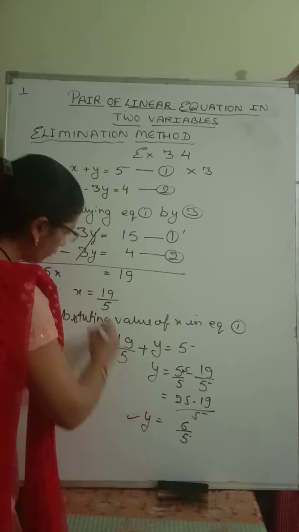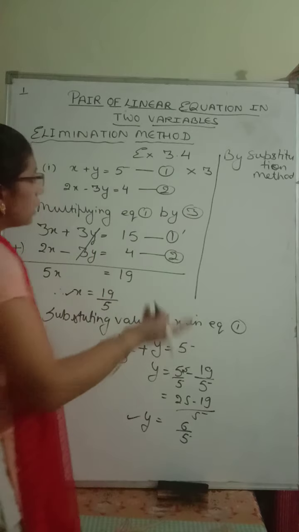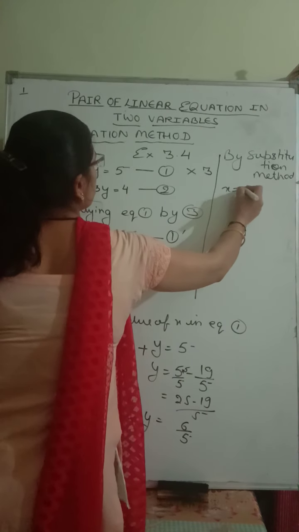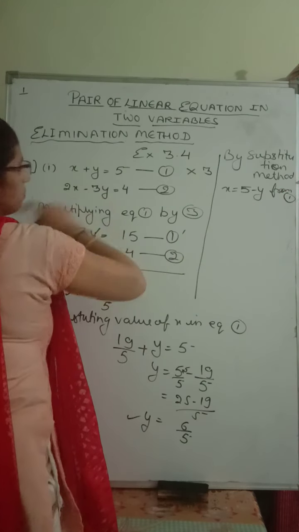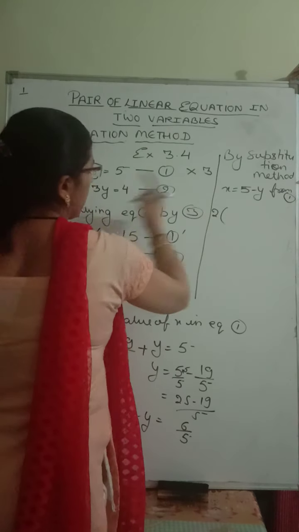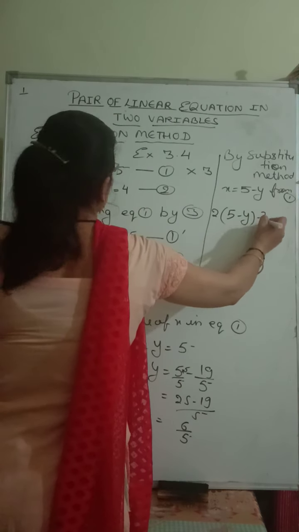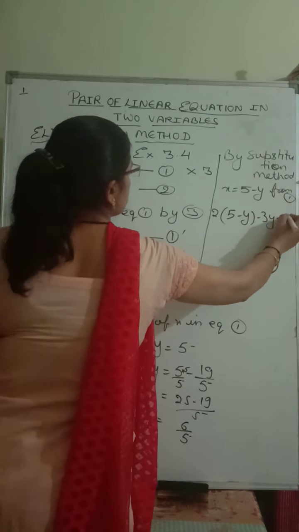You will write them together: therefore x equals this and y equals this. This is the elimination method. All of you know the substitution method. What is the substitution method? By the substitution method, we have to find out any one of the values. Let us find the value of x. x equals 5 minus y from equation 1. Then what will we do? Substituting this value in equation number 2: 2 into 5 minus y, minus 3y equals 4.